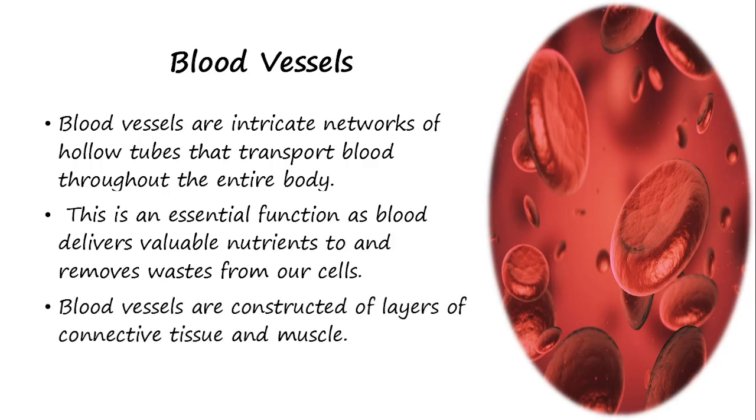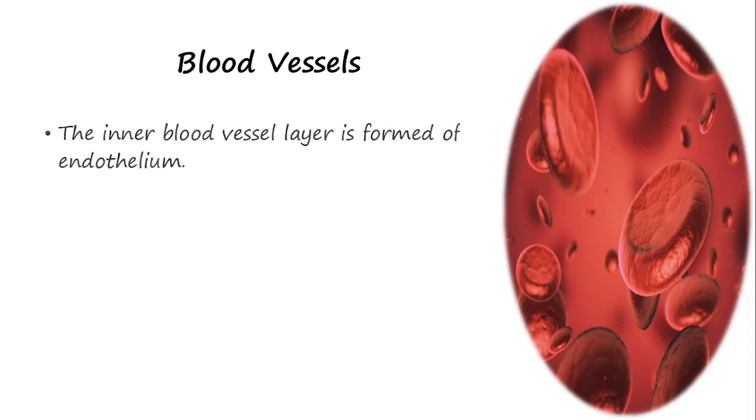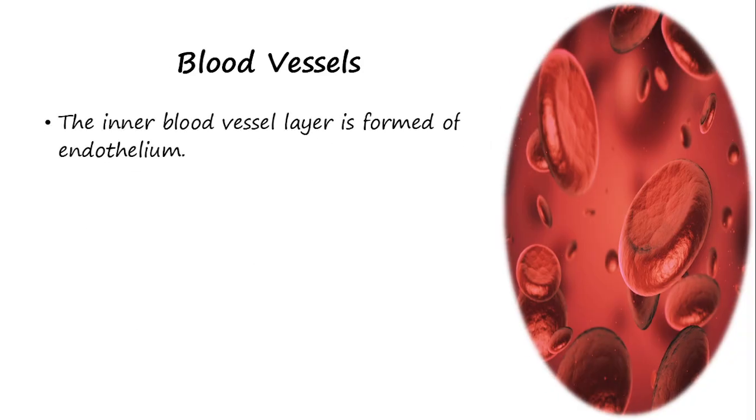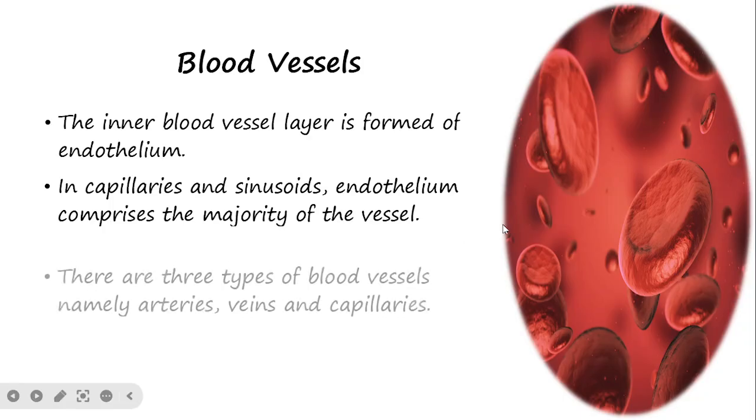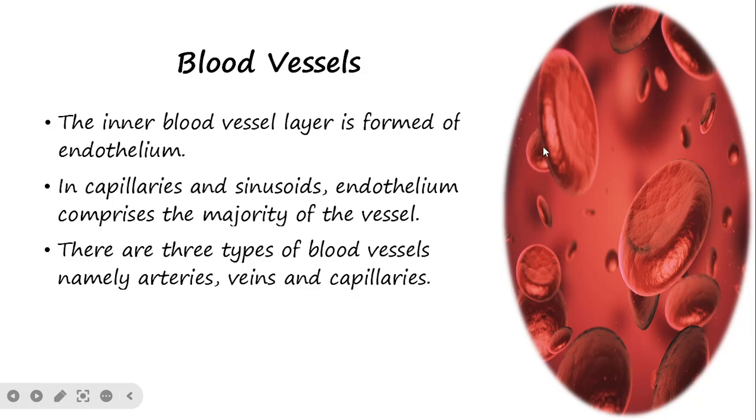Now, the blood vessels are constructed of layers of connective tissues and muscles. The inner blood vessel layer is formed of the endothelium. When you talk about capillaries and sinusoids, endothelium comprises the majority of the vessel. There are three types of blood vessels that we are going to discuss, namely the arteries, the veins, and the capillaries.